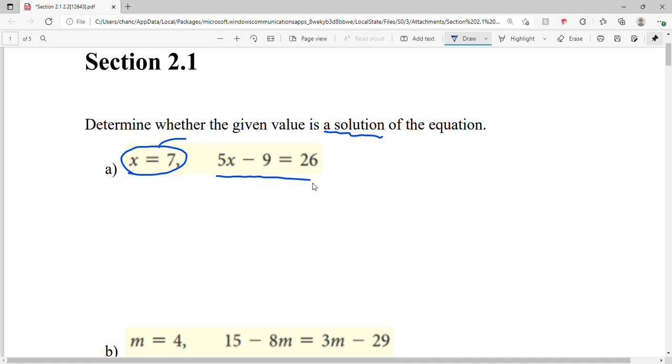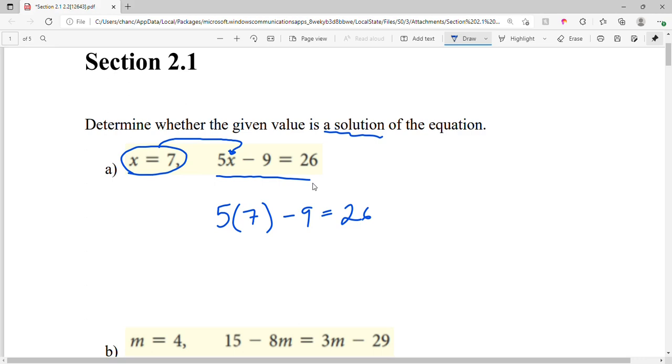I need to plug in that 7 every single place I see an x. And when I do the substitution, I'm going to replace that x with a set of parentheses. Then plug in the 7 into that parentheses. We have 5 times 7 minus 9 equals 26 now. And we just got to check to make sure both sides are equal.